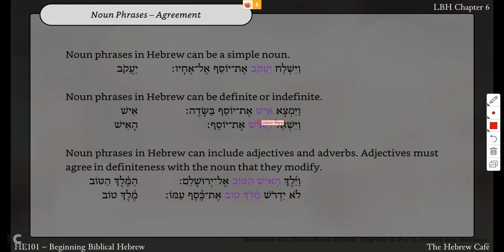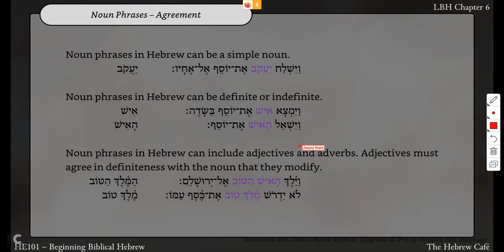Vayimtza ish et Yosef basadeh. A man found Joseph in the field. This is from our reading from last week. Vayish'al ha'ish et Yosef. The man questioned, or he asked Joseph. Okay, so far so good?